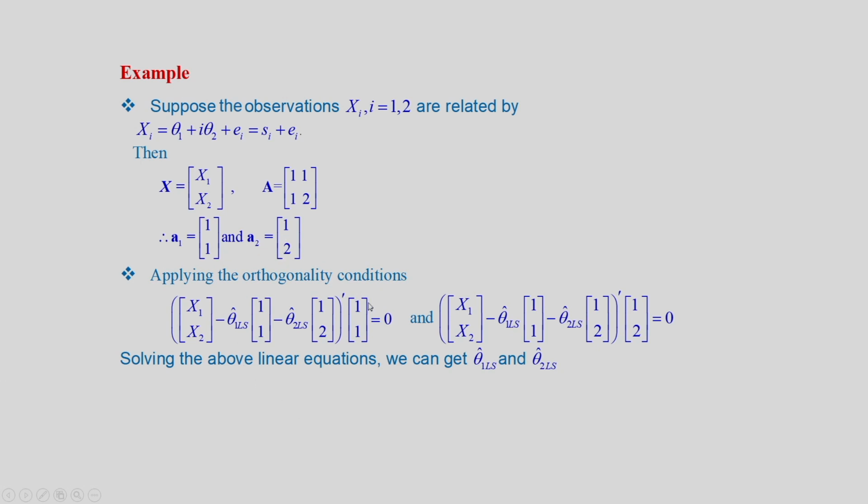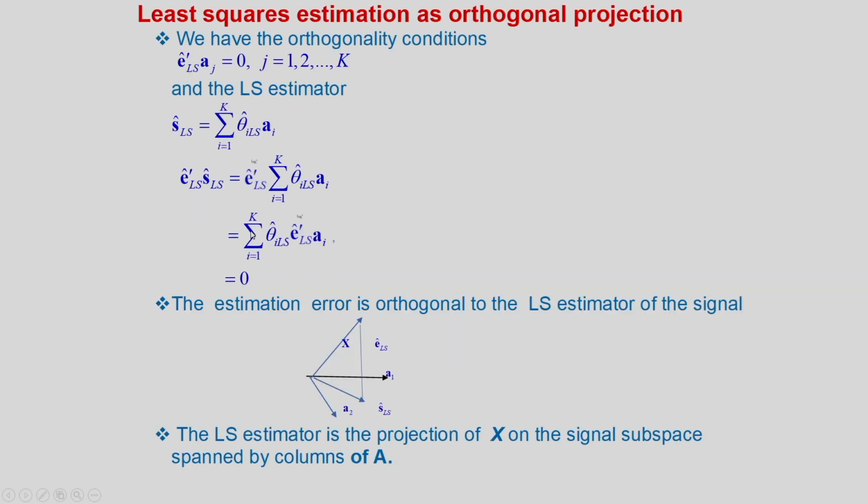So, applying the orthogonality conditions, we get that x1, x2 minus theta 1 LS hat times 1, 1 minus theta 2 LS hat times 1, 2, whole transpose, times 1, 1, that is the first basis vector, will be equal to 0. Similarly, the same error times the second column vector, that is 1, 2, must also be equal to 0. So, we get a set of two linear equations by applying the orthogonality condition, and by solving these linear equations we can get theta 1 LS hat and theta 2 LS hat.